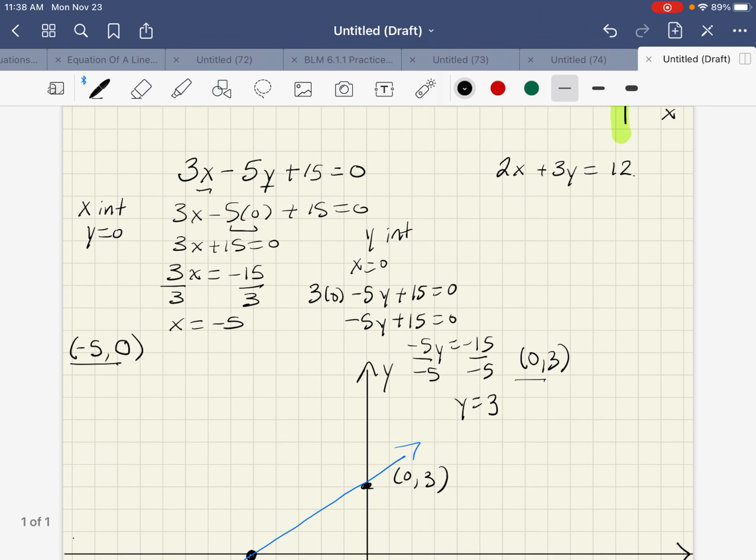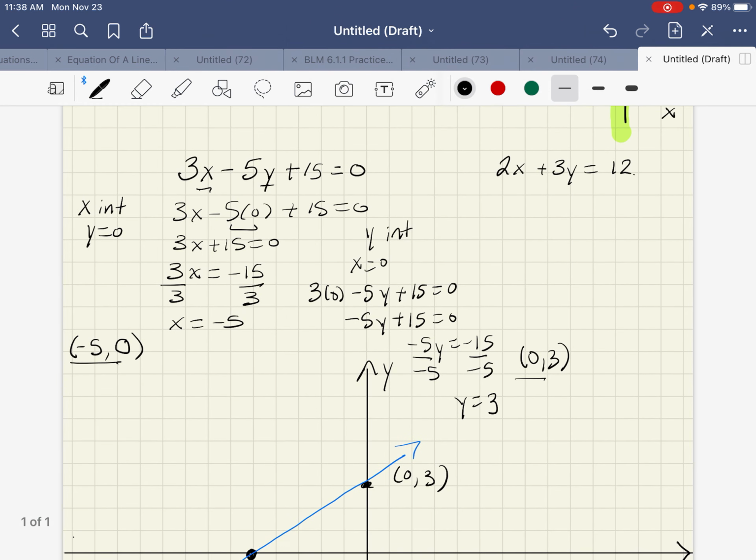Now I got another example up here. This one's sort of, I kind of like to call it half standard form because they do have the constant already on the right side. So same idea. I'm going to do the x-intercept. I'm going to let y equal 0. So I'm going to substitute 0 for y. And we're going to balance. So x comes out to be 6, so that's the point 6, 0.